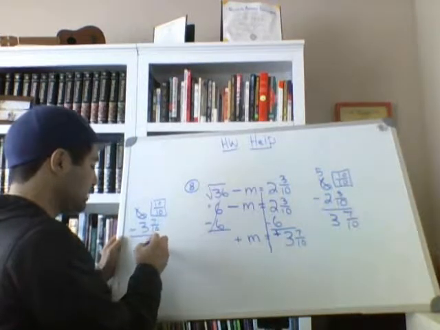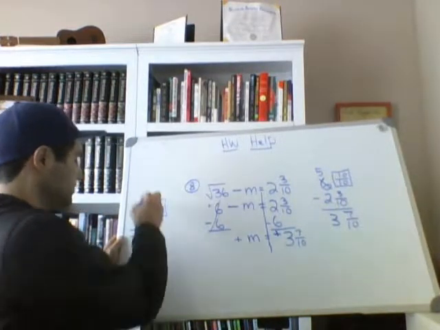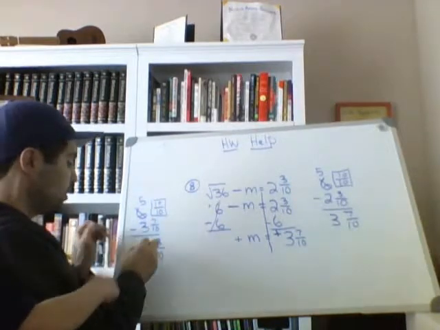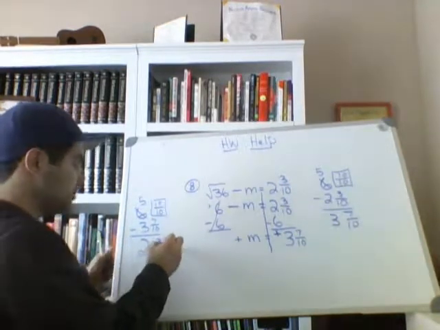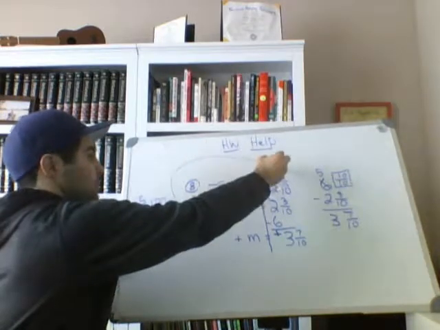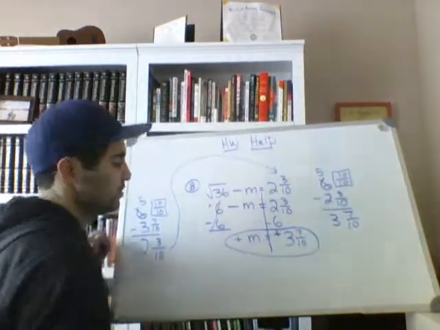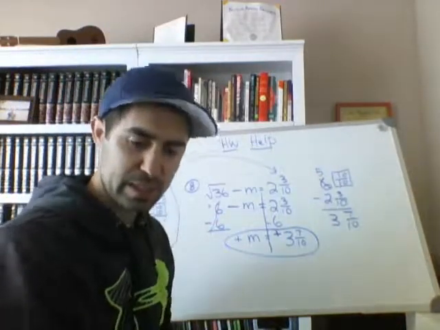10/10 minus 7/10 is 3/10. Remember, that becomes a 5. 5 minus 3 is 2. So our answer is 2 3/10, which checks out, which means this is your correct answer. Alright, so hopefully that makes sense.